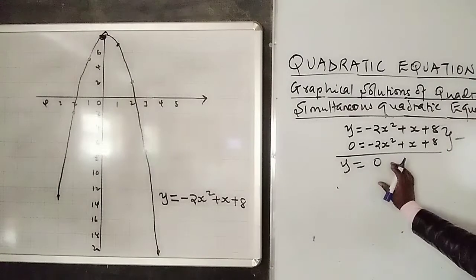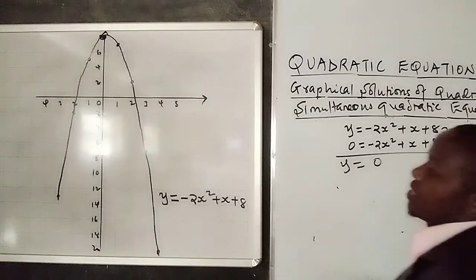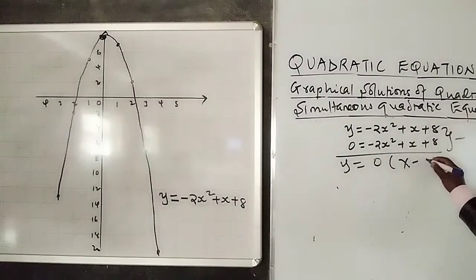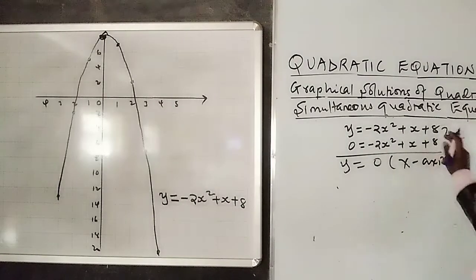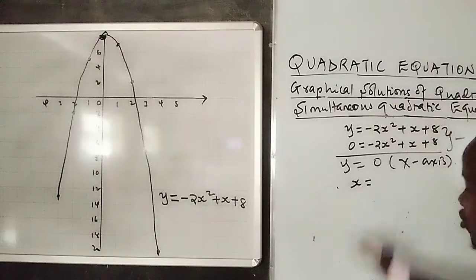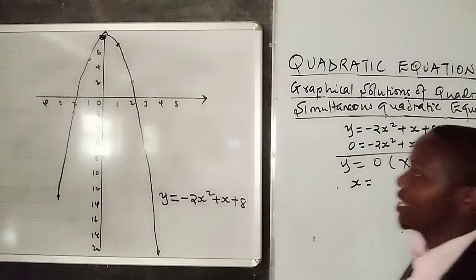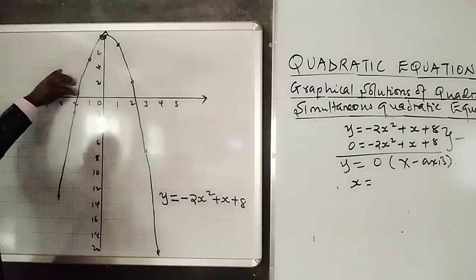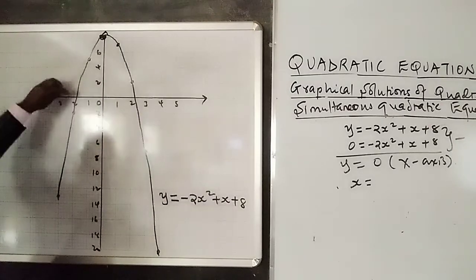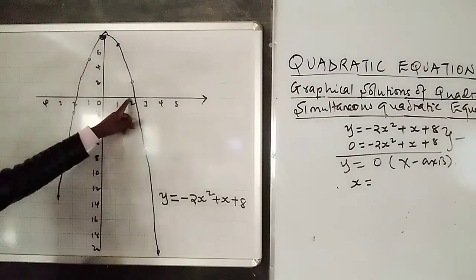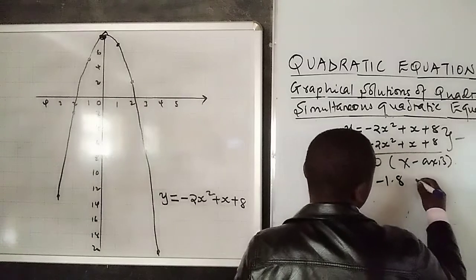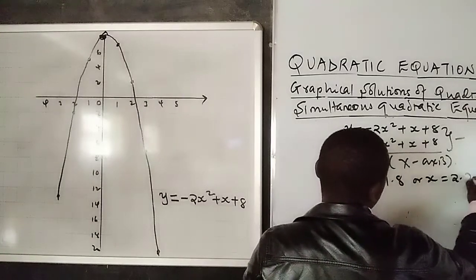Therefore, the line y is equal to 0 is just the x-axis. Therefore, the roots of this equation will be x where the curve cuts the x-axis. This is 1, therefore this is 1.8. This is 2, therefore 2 point. So x is equal to negative 1.8 and positive 2.2.